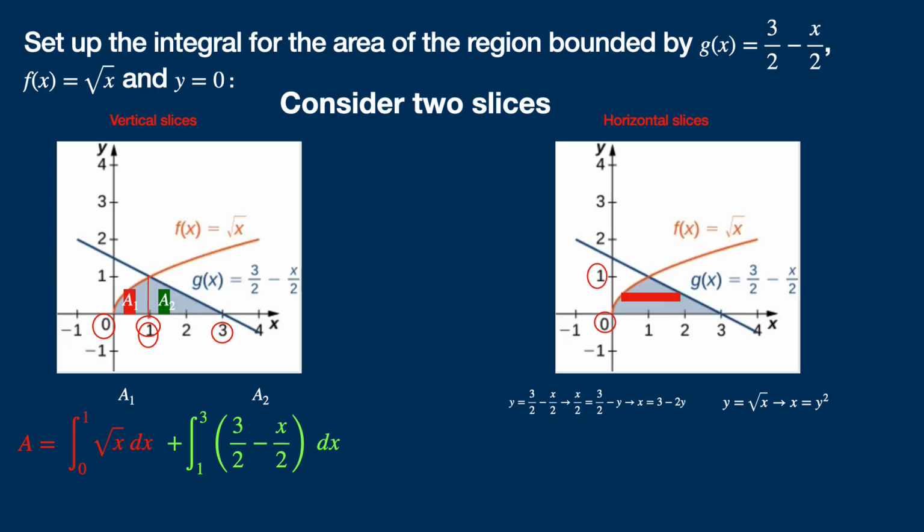So now the area is going to be, find the interval of y, 0 and 1, guys. The interval is going to be 0 and 1. The right function is going to be 3 minus 2y. The left function is going to be y squared, dy. So you have to make a decision on which slice you're going to use, vertical or horizontal. It depends on the question, you have to make the right decision to find the area between the curves.